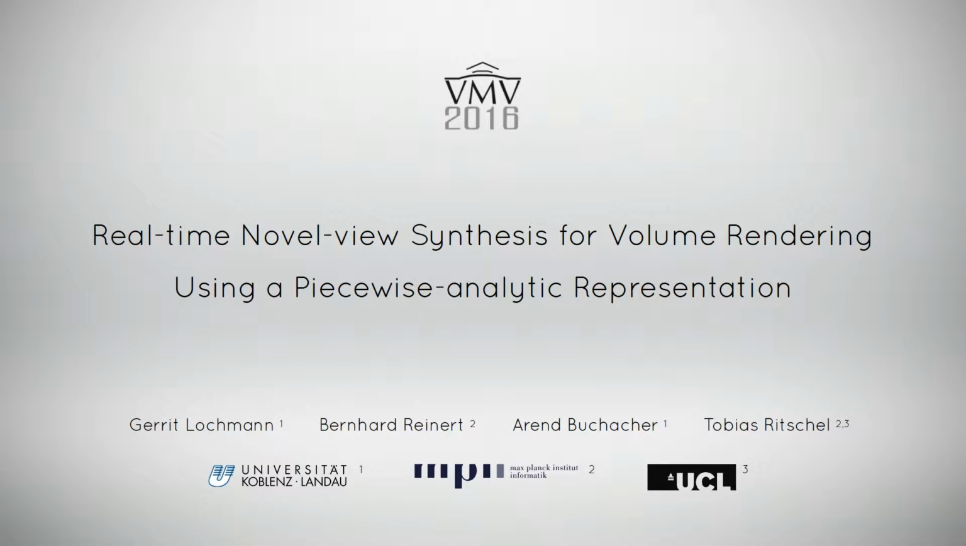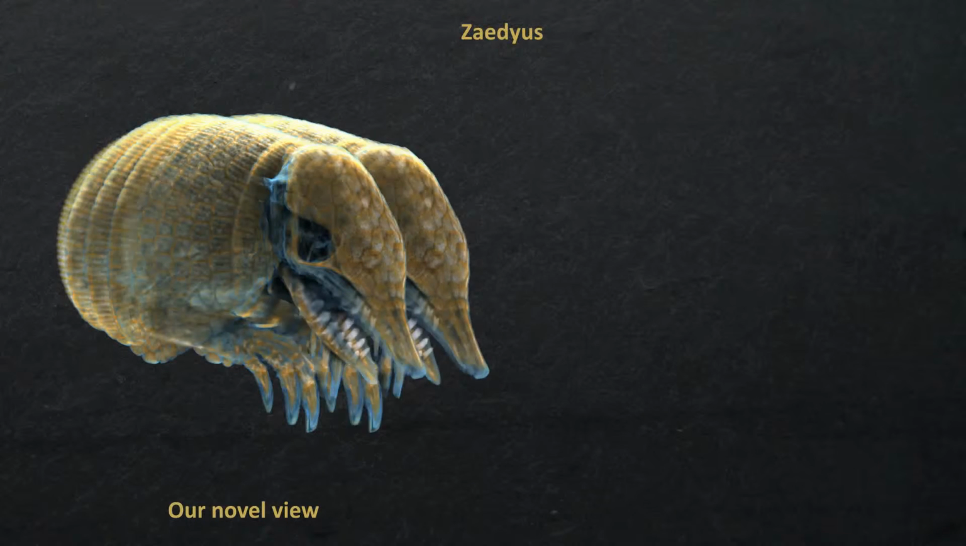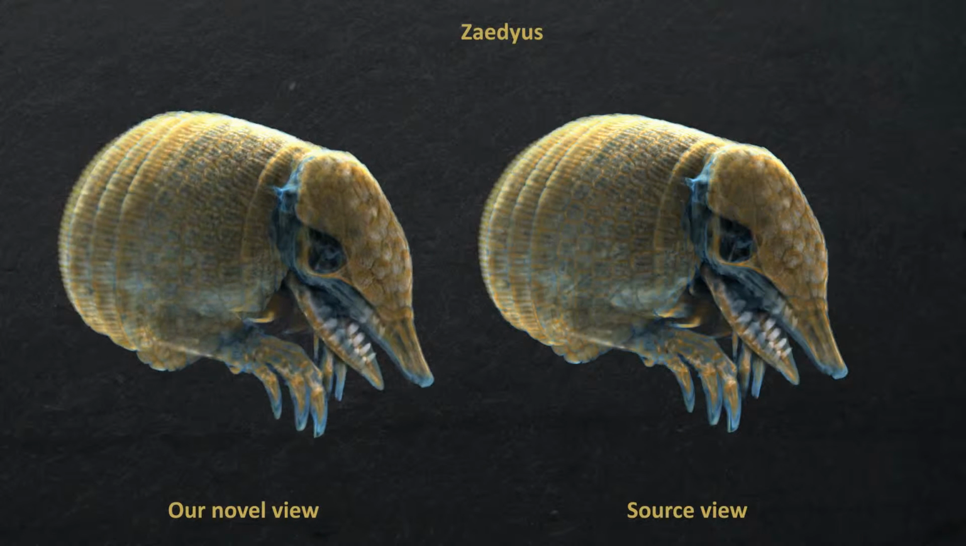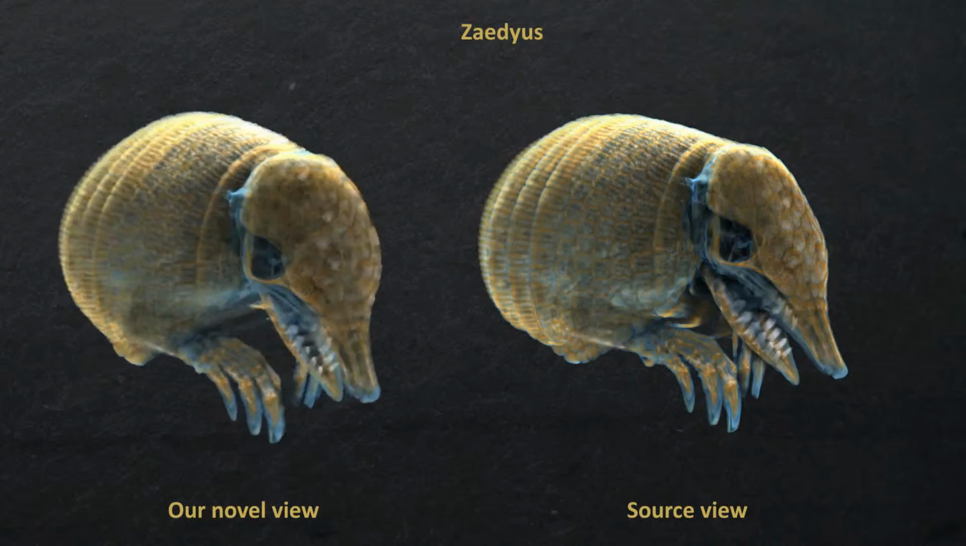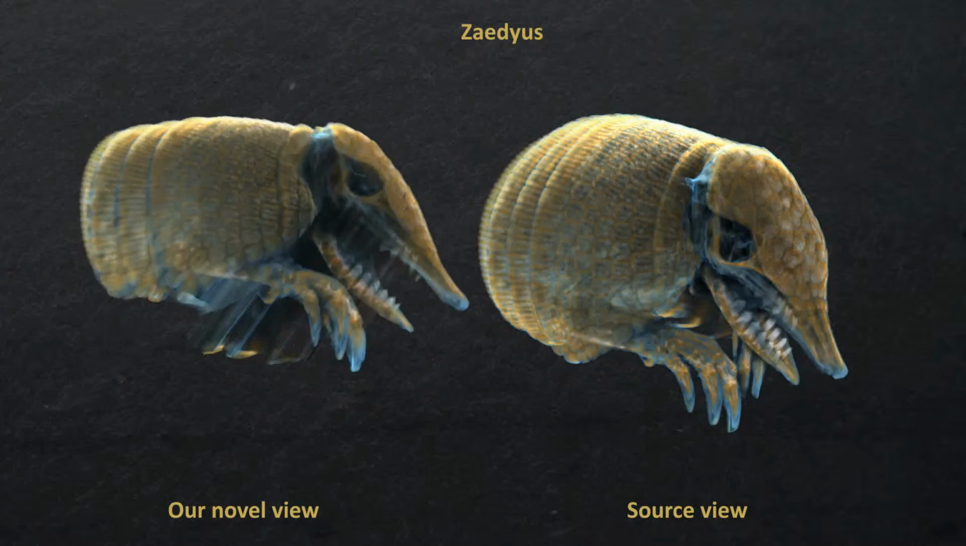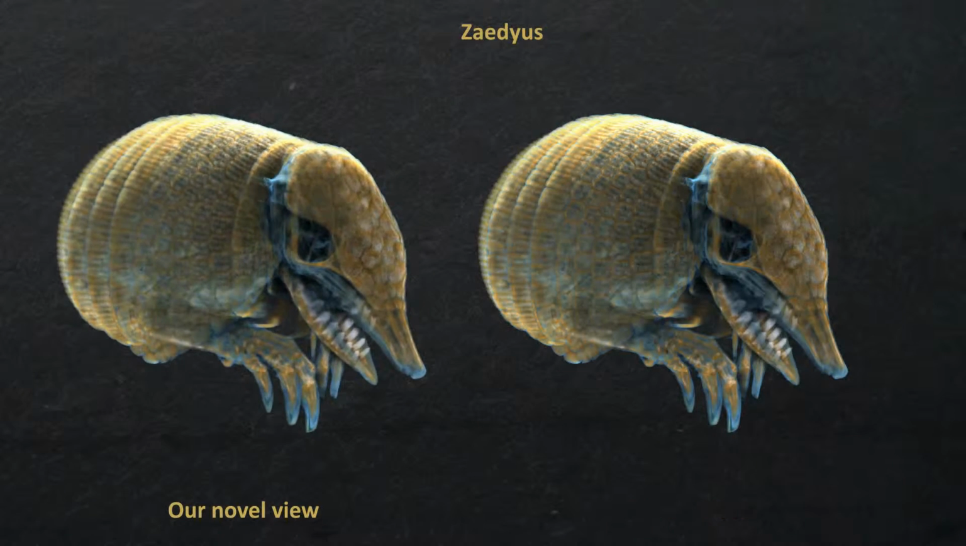Real-time novel view synthesis for volume rendering using a piecewise analytic representation. Our approach represents the image produced by volume rendering from one view, right, so that it can be seen from other views, left. Note how both the surface and the complex interior structures show correct depth parallax.